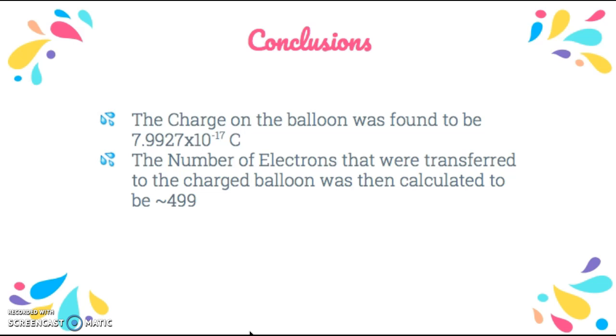So in conclusion, the charge was calculated to be 7.9927 times 10 to the negative 17th coulombs, and the number of electrons transferred to the charged balloon was found to be 499. Again, the electrons are found through simple stoichiometry.